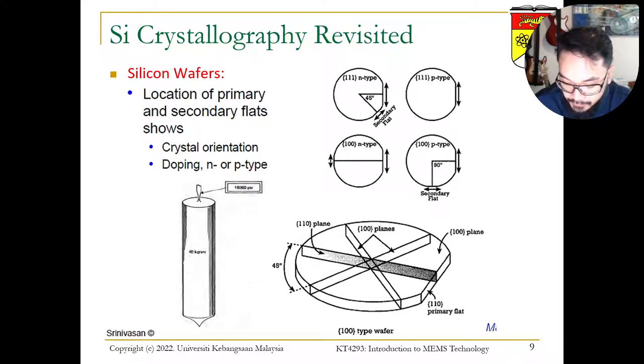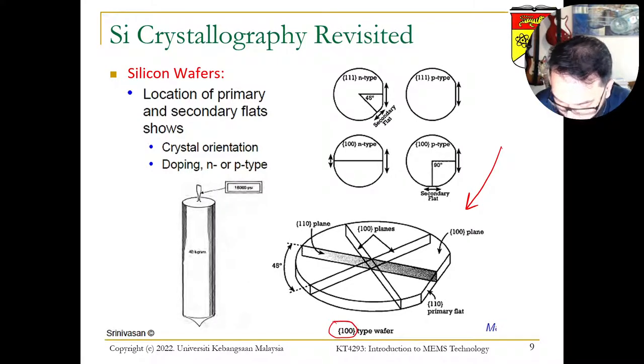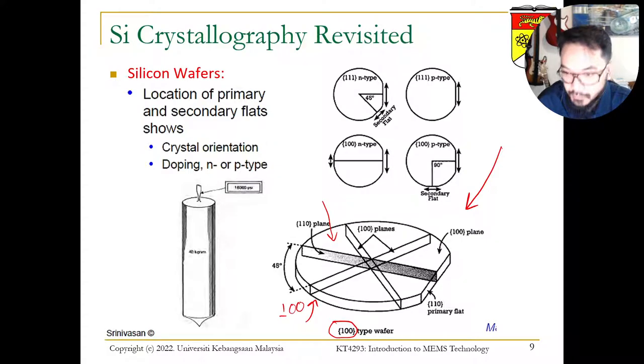Okay, so here I'm just trying to stress our Miller indices. Imagine you have your wafer here. Let's say this is a 100 type wafer, whereby the surface is facing 100. Therefore, if the surface is 100, underneath it, from the surface at the bottom, is 1 bar 0 0.